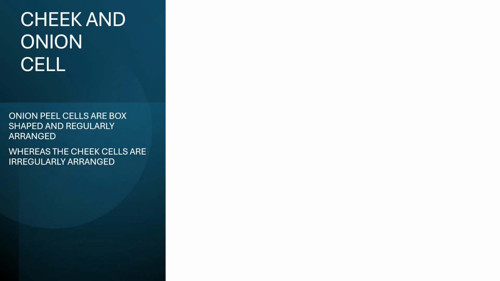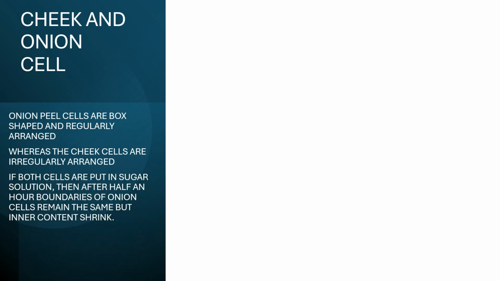Cheek and onion cell. Onion peel cells are box-shaped and regularly arranged, whereas the cheek cells are irregularly arranged. If both cells are put in sugar solution, then after half an hour, boundaries of onion cell remain the same, but inner content shrink.